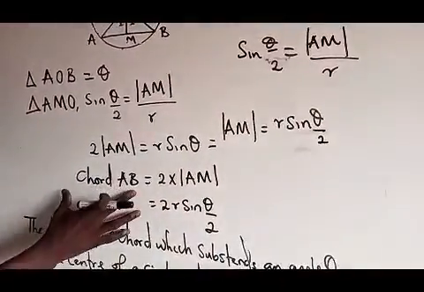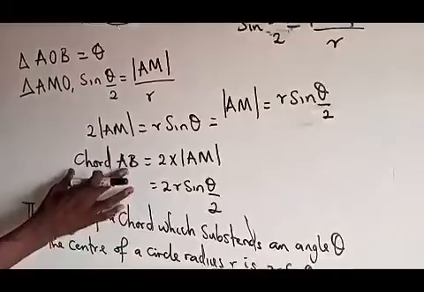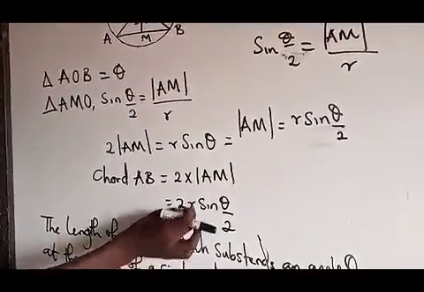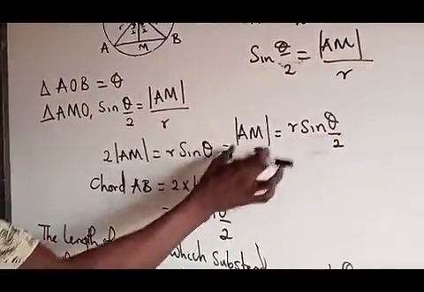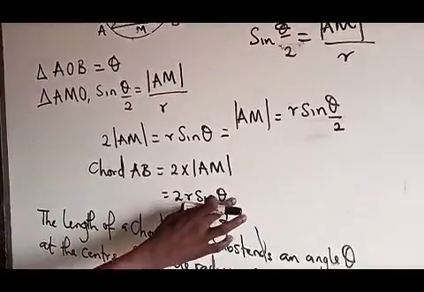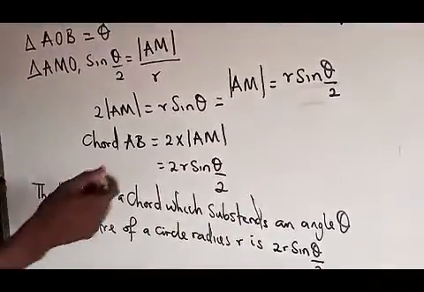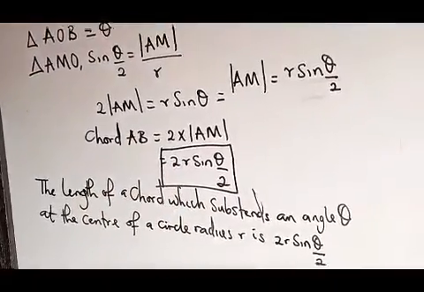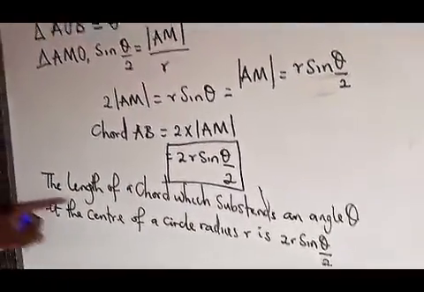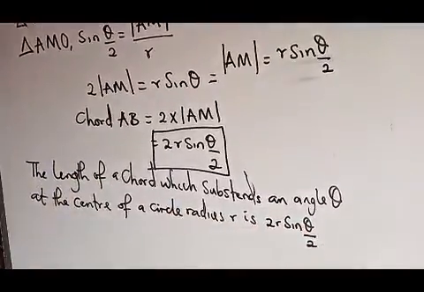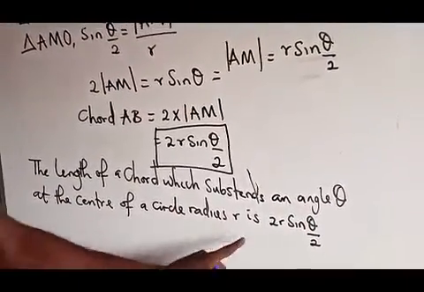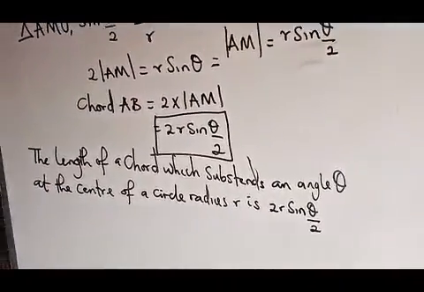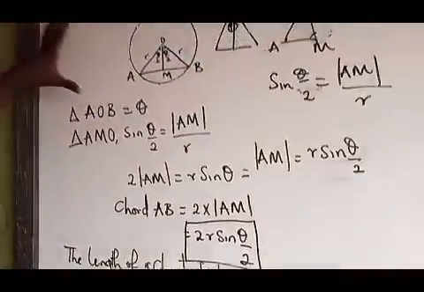So for us to get the chord AB, you can see that we have to divide it into 2. So you are going to have 2 multiplied by your side AM, which is the length, and your length is R sin theta over 2. So whenever we are told to find the length of the chord, this is the formula we are going to be applying. The length of a chord which subtends an angle theta at the center of a circle of radius r is given by 2r sin theta over 2. Alright, that is the explanation on the formula for length of a chord.